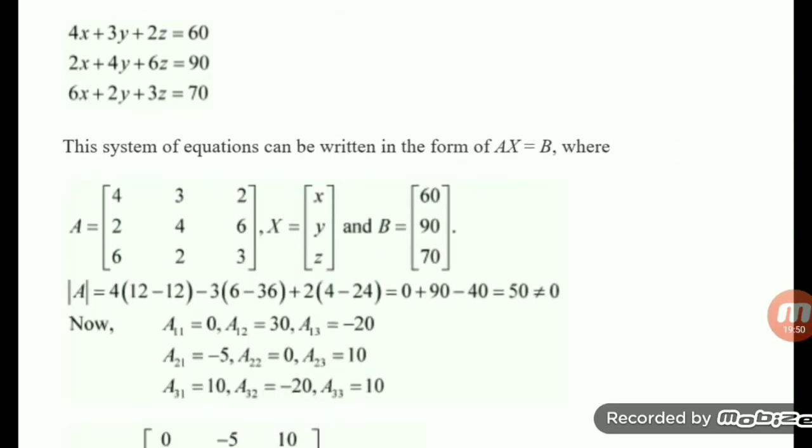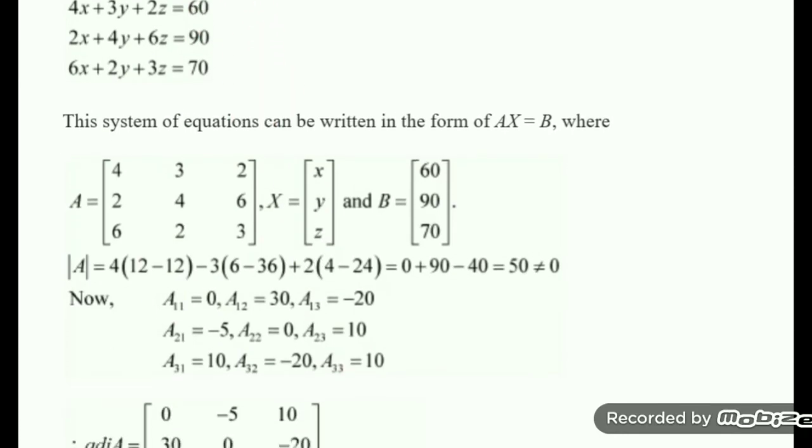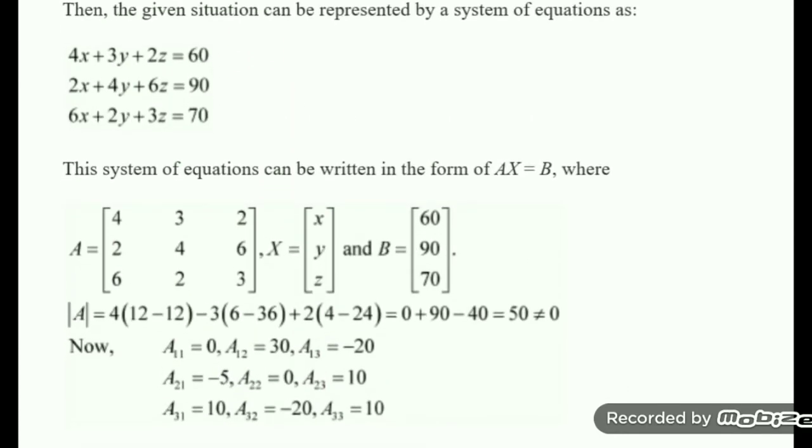After that, we have to put it in matrix form. The first row of the matrix will be 4, 3, 2, the second row 2, 4, 6, and the third row 6, 2, 3. This is a 3 by 3 system because there are 3 variables, X, Y, Z. Then the column matrix will be 60, 90 and 70. Do the calculation for the determinant of A, not equal to 0, so the inverse exists.